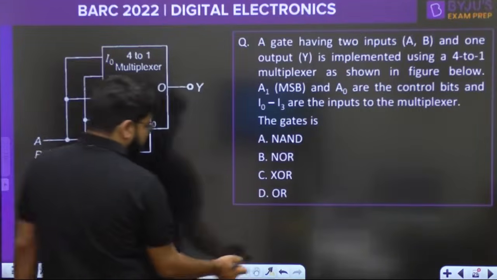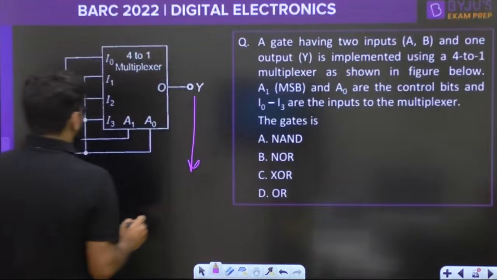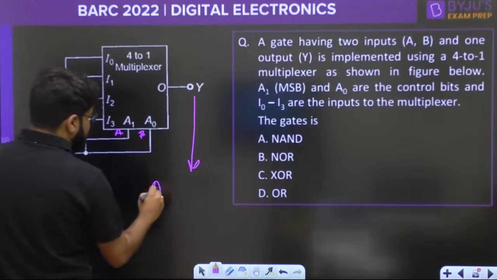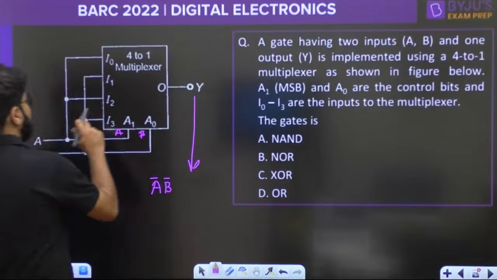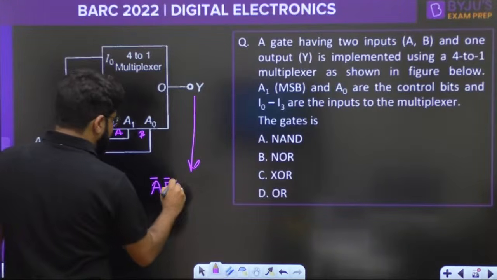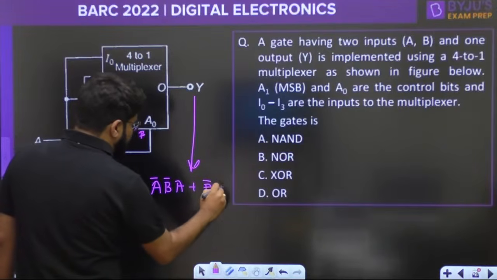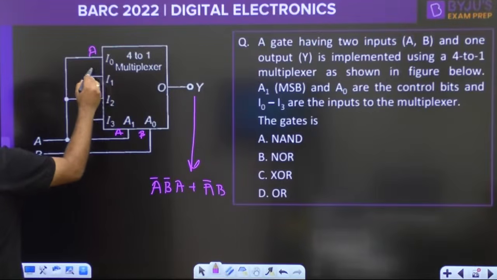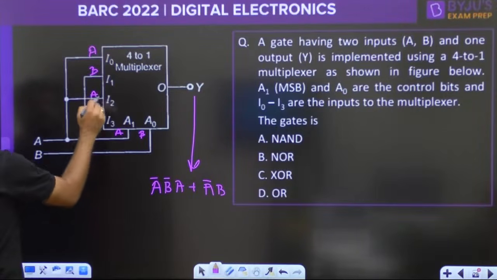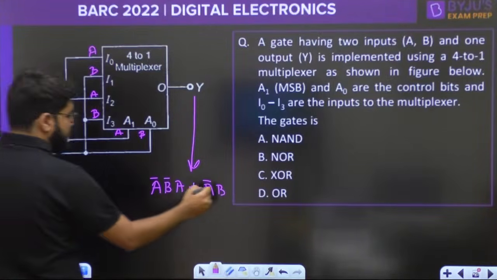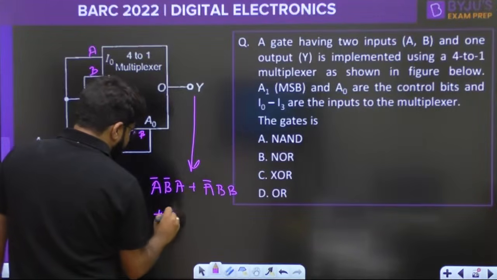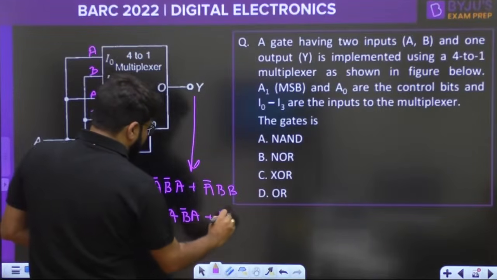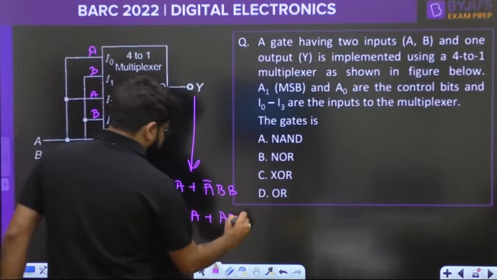Now see, it is a simple logic here. Let's do it very quickly. What is there on the select lines? A and B. When the select lines are 0, 0, so A bar, B bar, then you give I0, and what is coming to I0 is A. Plus select line 0, 1 means A bar, B, and then you select I1, where you have B. I2 you again have A, and I3 you have B. Select line 1, 0, so A, B bar, then you again get A, and select line 1, 1, A, B, then you get I3, which is again equal to B.